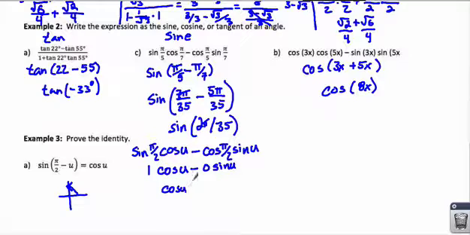With proofs, always err on the side of providing too many steps. So I'm going to show the step in between here in the very last part. So 0 times sine u is minus 0. And then lastly, I have cosine u. So I just proved this because I was able to make this side equal this side.